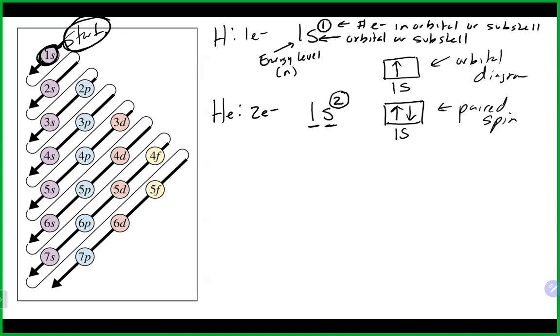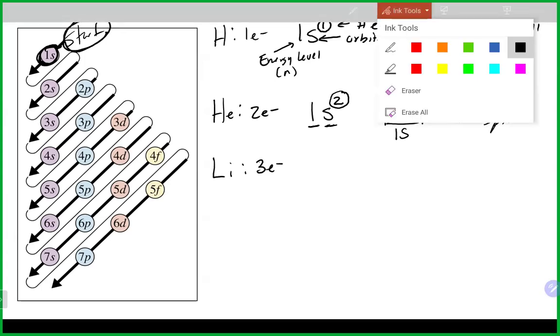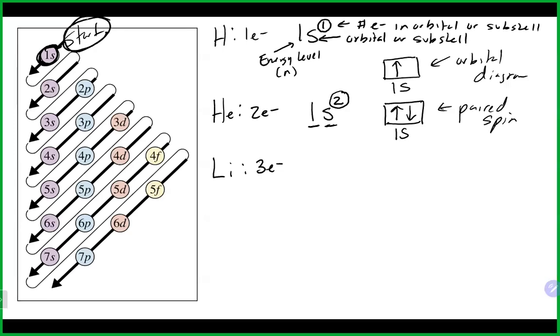At this point, can I put any more electrons into that 1s orbital? I cannot. That means my next electron has to go into the next lowest energy level. And that would happen at lithium. If we go to lithium, it has 3 protons, which means it has 3 electrons. Once again, here we're going to start at the top, just like we did before. We're going to go to our 1s again.